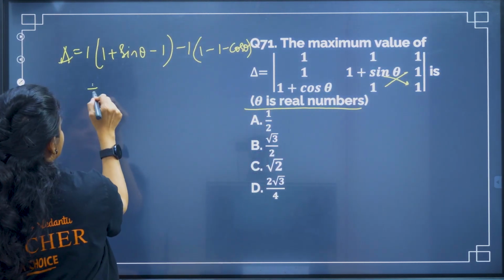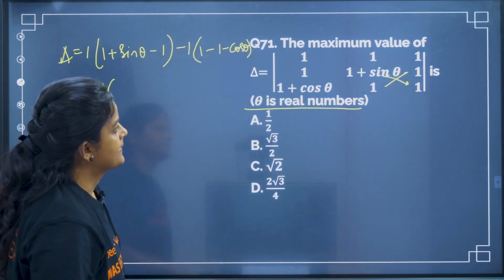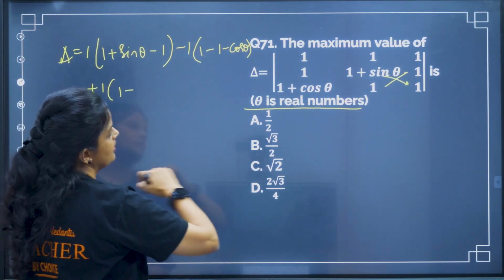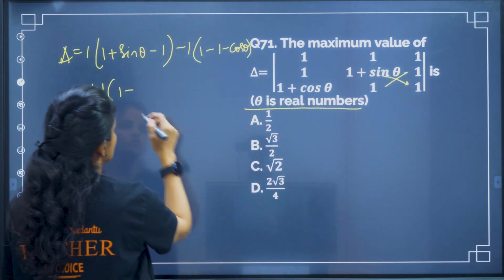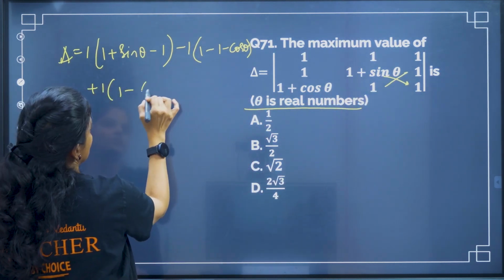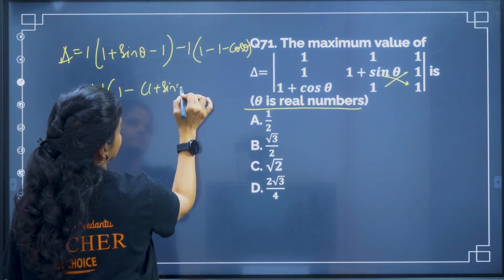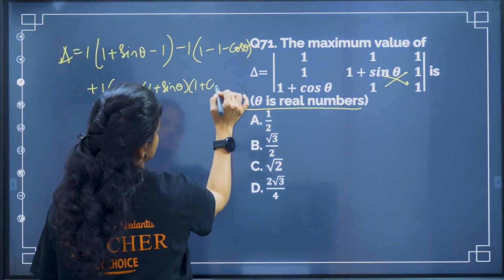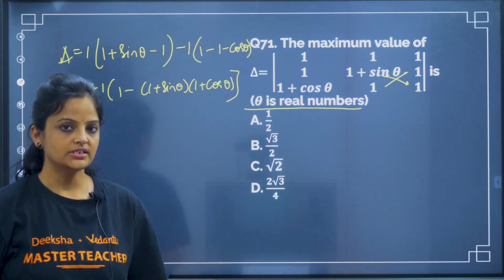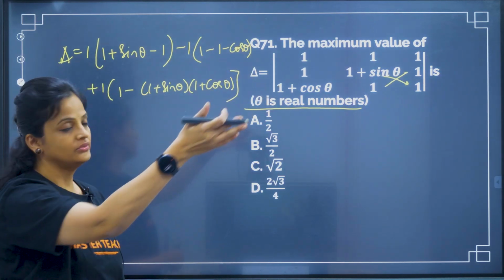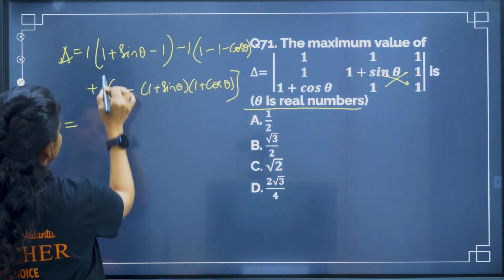And the last one, 1 into 1 minus, see, if I close the row and column, I have to multiply these two. So I will carefully write that 1 plus sine theta into 1 plus cos theta. So what is the value of this? The question is the maximum value of this.